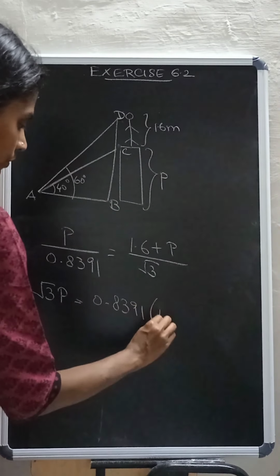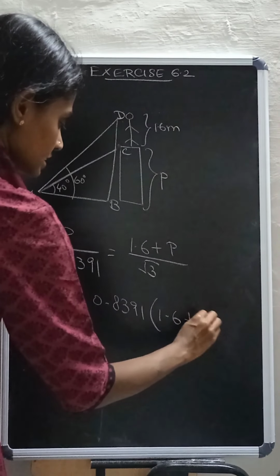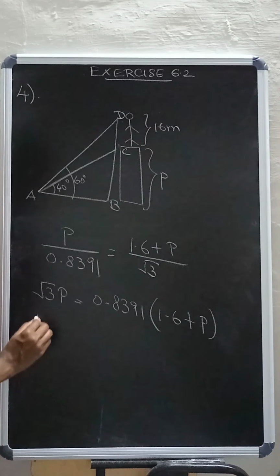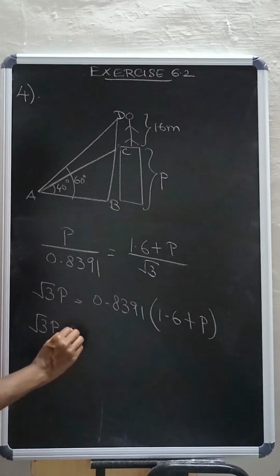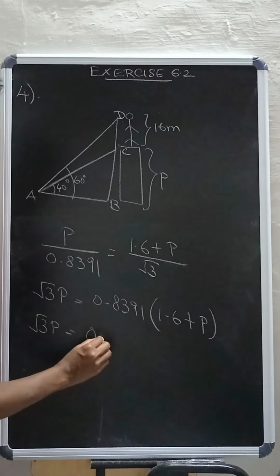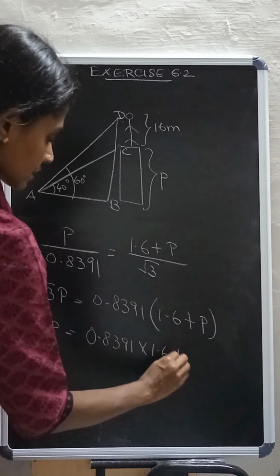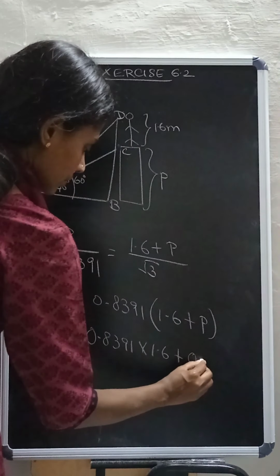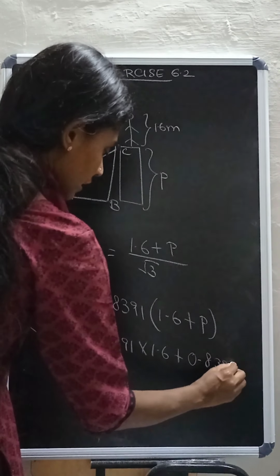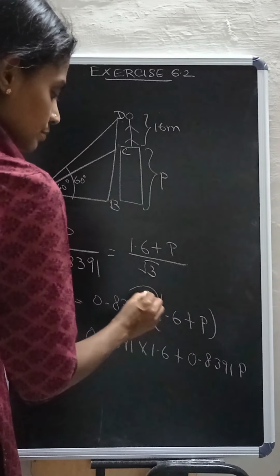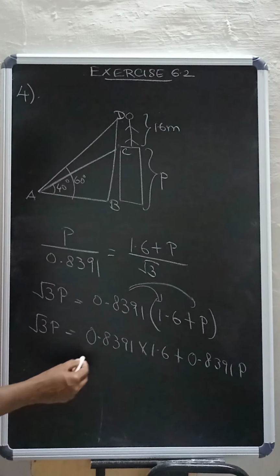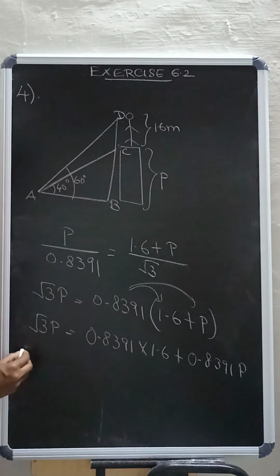0.8391 into 1.6 plus root 3p is equal to 0.8391 into 1.6 plus 0.8391 into p. First term with the first term and first term with the second term. Now take this p this side.